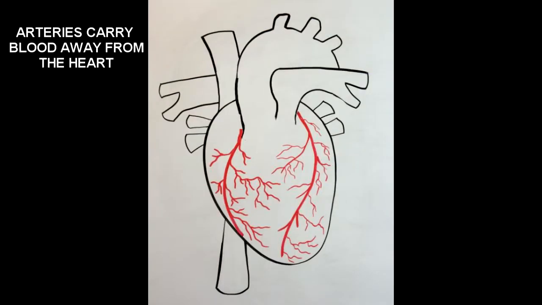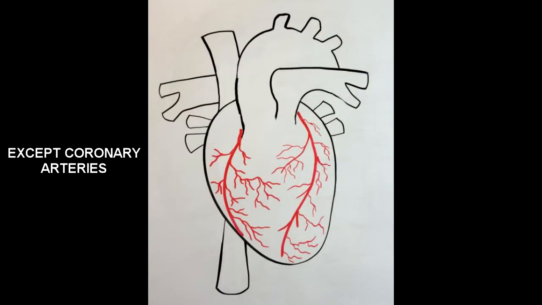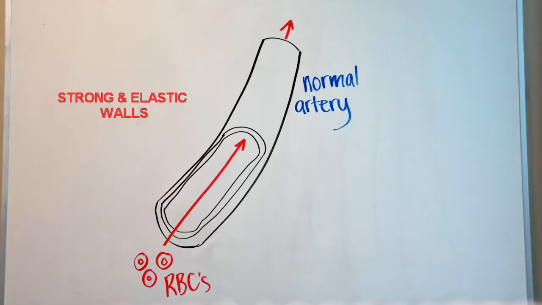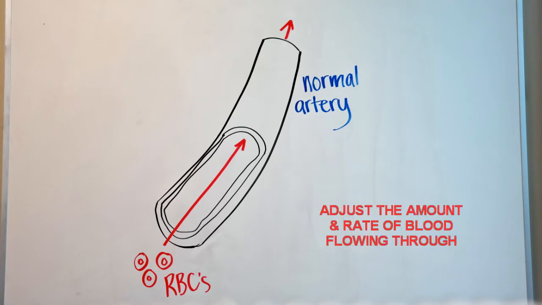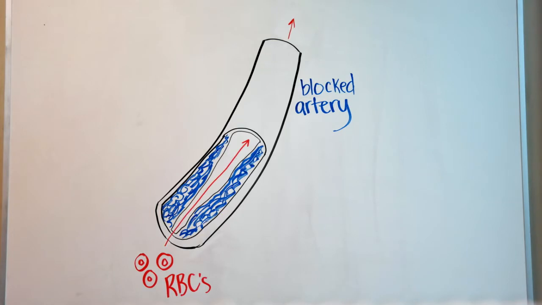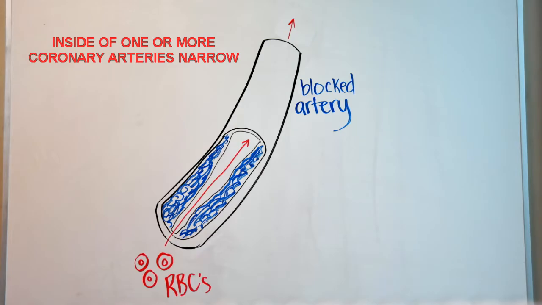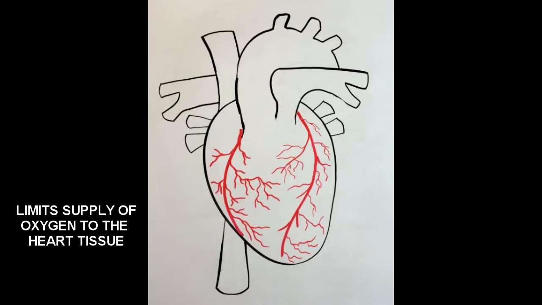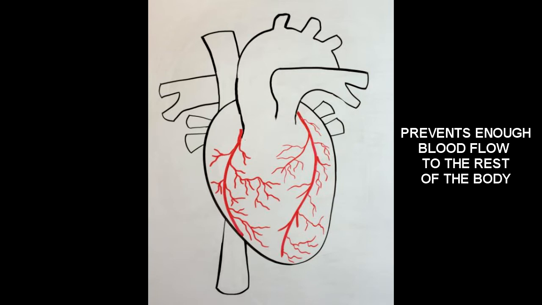Normally, your arteries carry blood away from your heart, except with the coronary arteries. These provide the heart with its own oxygen-rich blood supply. Healthy arteries have strong and elastic walls, which allow them to adjust the amount and rate of blood flowing through them. Coronary artery disease, also known as CAD, happens when the inside of one or more coronary arteries narrow, the arteries which supply oxygenated blood to the heart itself. This limits the flow of oxygen-rich blood to the surrounding heart muscle tissues and can prevent adequate blood flow to other parts of the body.